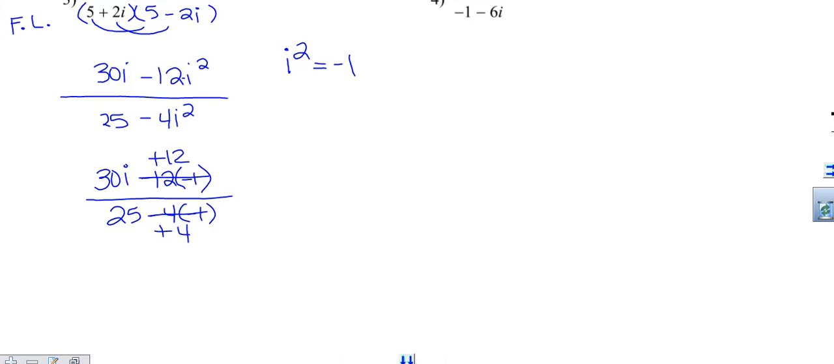In the numerator, I cannot combine these terms because one of them has an i and the other one doesn't. So I will just write it with the real number first, 12, plus 30i. In the denominator, I can combine these two terms. 25 plus 4 is 29. Now, just like before, if all of your outside numbers have something in common, you are allowed to reduce them, but it's all or nothing. And in this case, 12, 30, and 29 are not divisible by the same thing, and so I'm done.